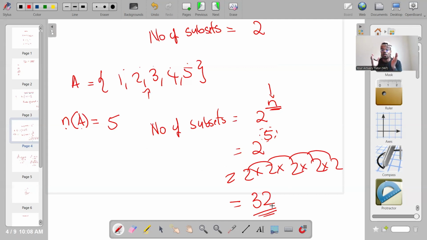All right? So I hope that makes sense. We'll go into Venn diagrams and visualizations of sets in the next video.